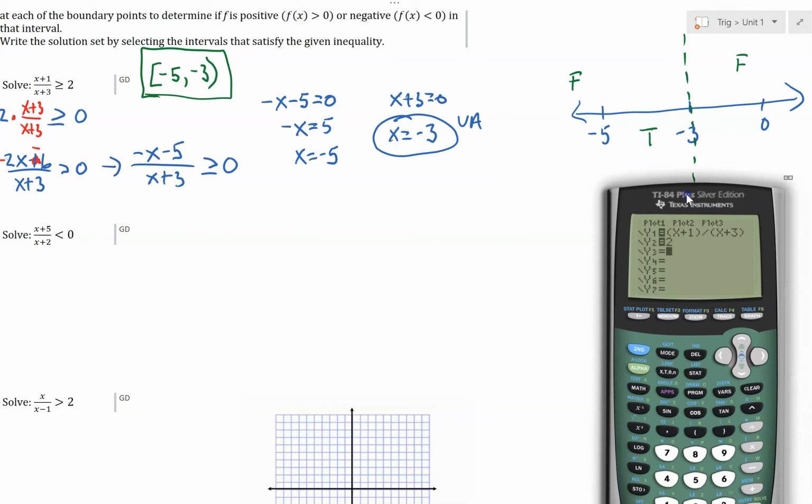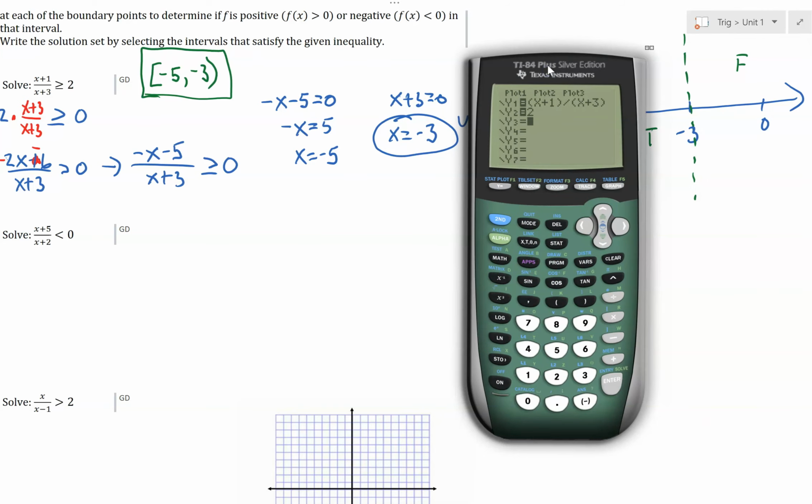I don't normally do this, but if you have a calculator, let's take a look at your calculator. This is a good way to check your work. This is not meant for you to do this so that you can skip out on the work. That's not the important part here. So let's just look at it.